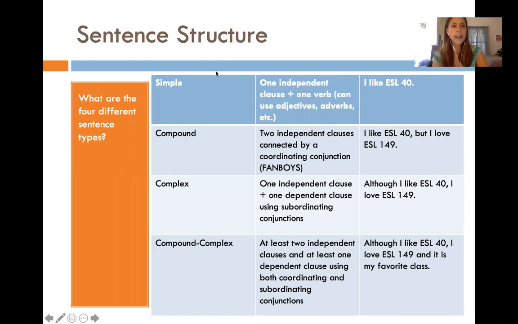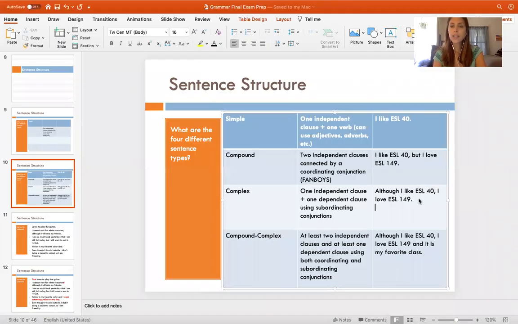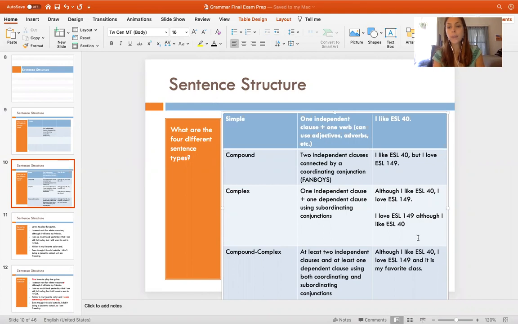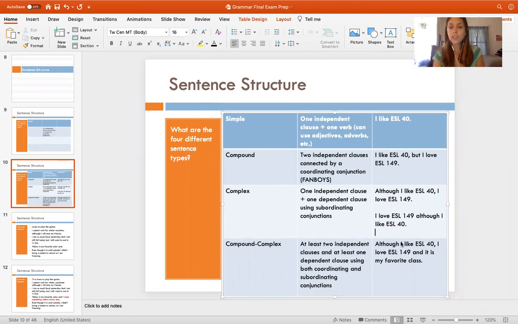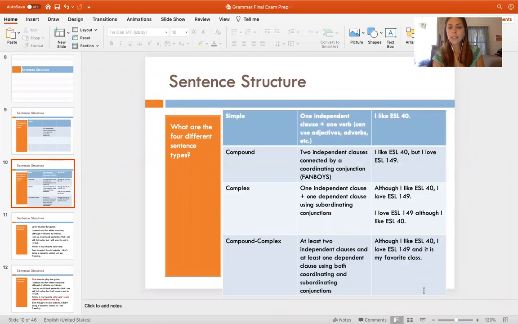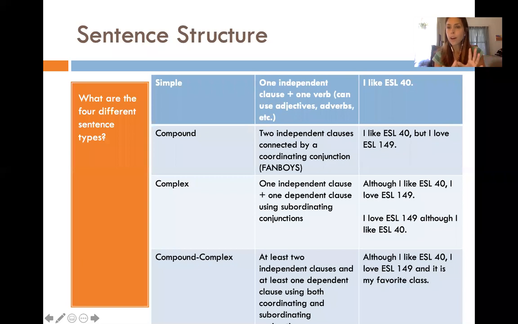Now, I just want to add here actually that we can switch this. I can say I love ESL 149, although I like ESL 40. And so we can switch this up. For complex sentences, it can be either or. But if it starts with a subordinating conjunction, we must have the comma. If it does not start with a subordinating conjunction, we do not use a comma.